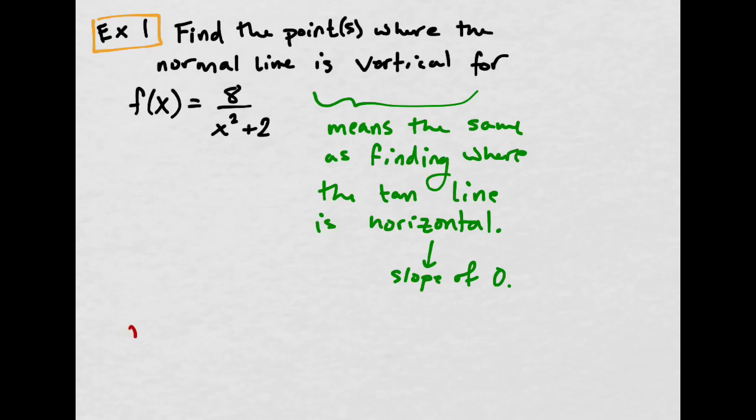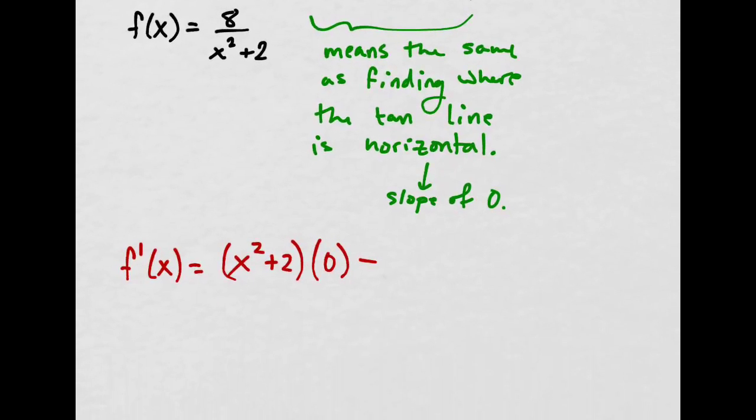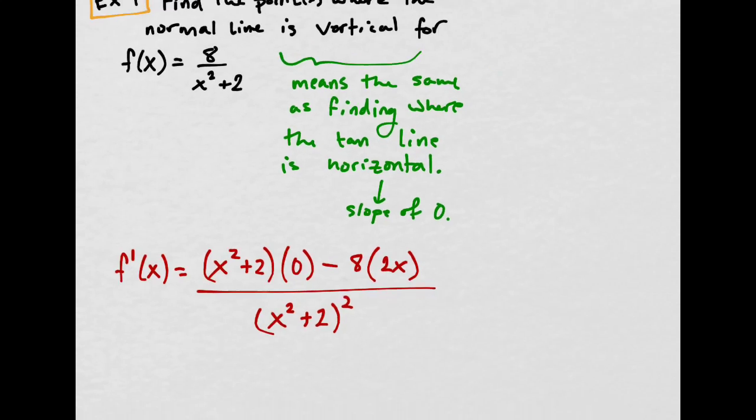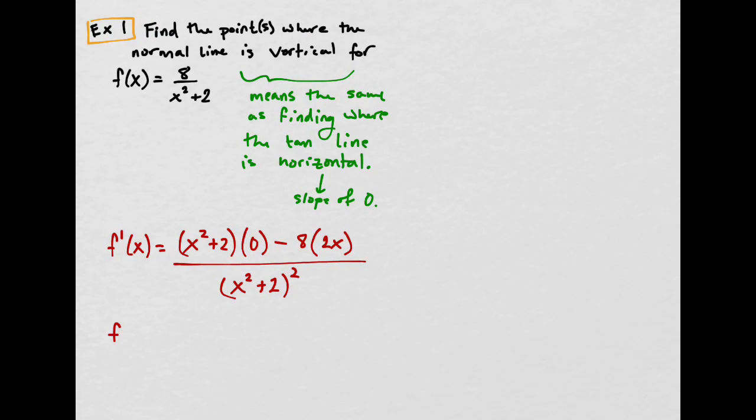Alright, so f prime of x, that would be low d high, x squared plus 2 times the derivative of the top, that's 0. Oh, it just goes away. Low d high minus high d low, that would be 2x plus nothing, the derivative of the bottom. Low d high minus high d low, all over low squared. That would be x squared plus 2 quantity squared. I'll clean it up a little bit.